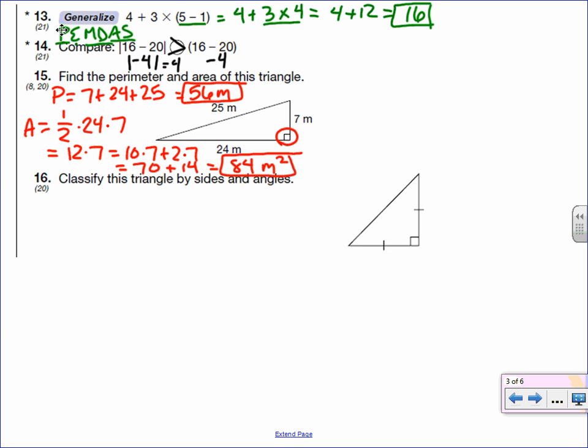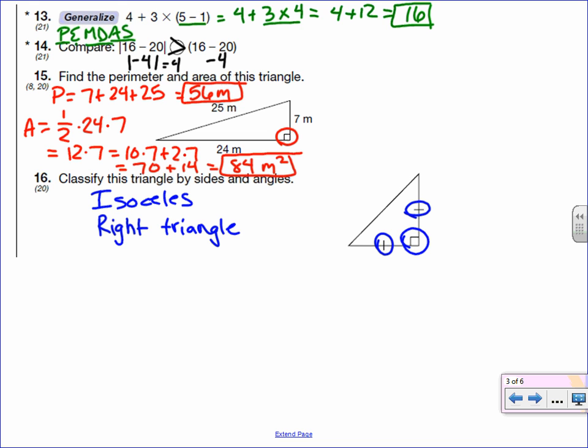Classify this triangle by sides and angles. Well, these two marks here tell us that those two sides are the same length, and if two sides on a triangle are the same length, it's called an isosceles triangle. And by angles, we have a right angle in here, and that tells us it is a right triangle. So we could say that this is an isosceles right triangle.